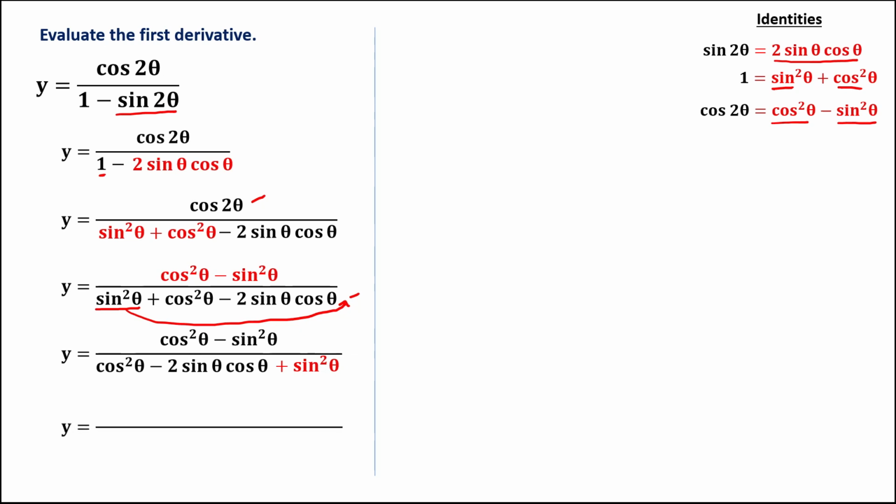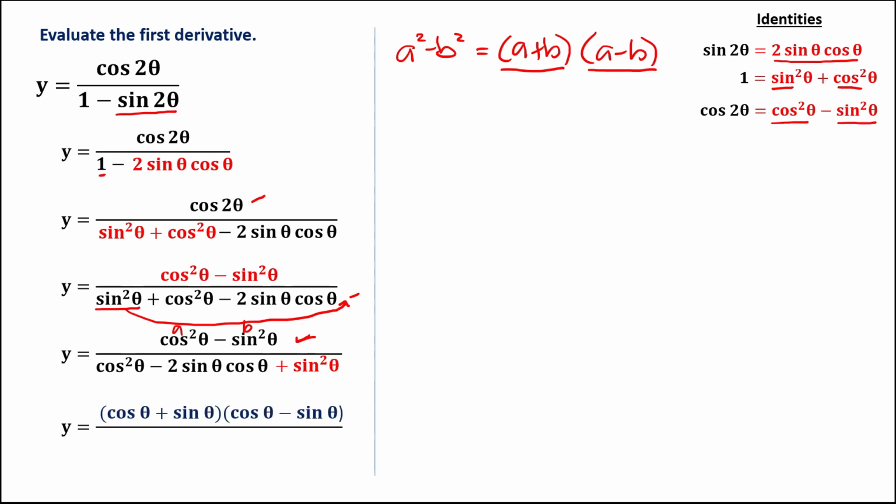Then to simplify the numerator and the denominator, for this numerator, the difference of two squares is equal to a plus b times a minus b. So from this, one is a, this is b. So we have a plus b times a minus b, or this is cosine plus sine times cosine minus sine.